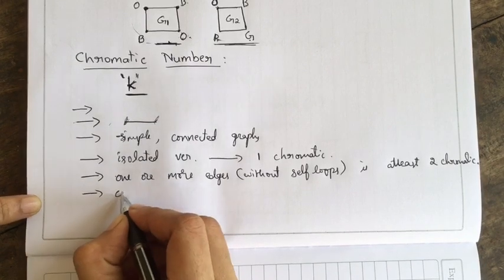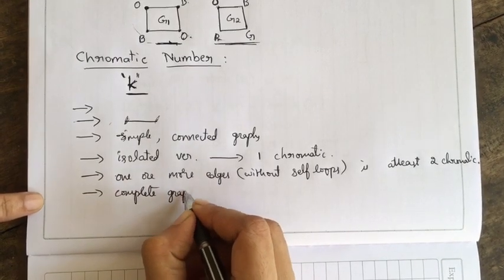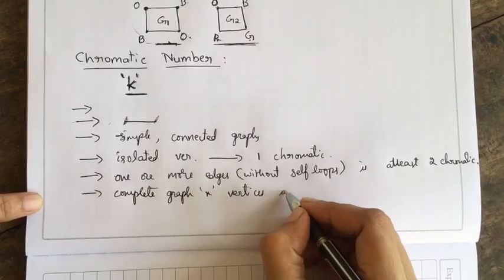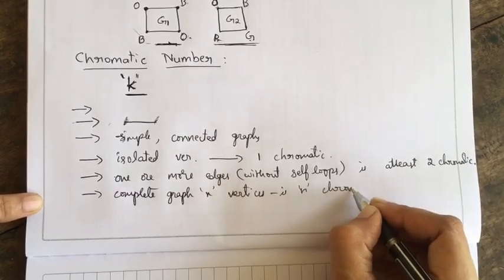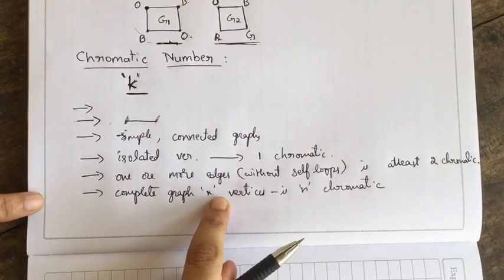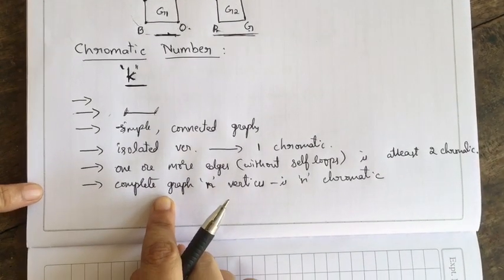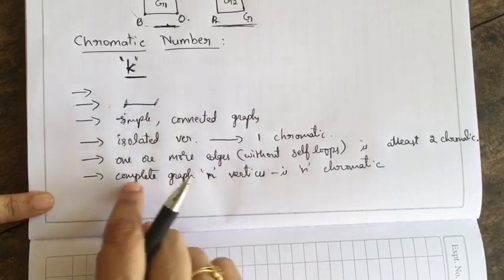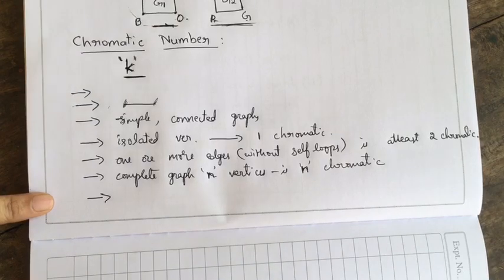And if I have a complete graph with n vertices, then it is n chromatic. It means the minimum number of colors required to properly color the complete graph is nothing but the number of vertices in the graph, because in a complete graph there is an edge between every pair of vertices. Therefore I need a minimum of n colors to color the complete graph. Therefore a complete graph on n vertices is n chromatic.